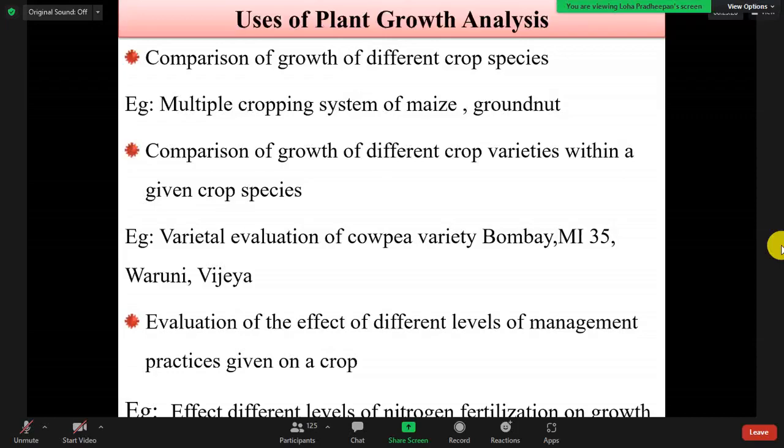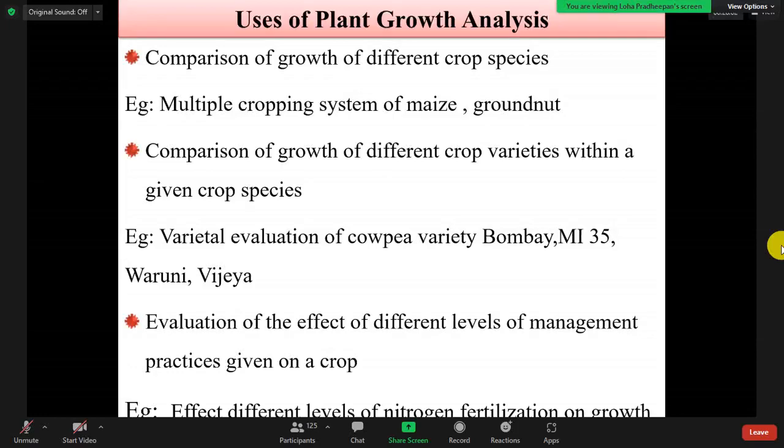Maize is an example of a monocot plant. Then we can say groundnut is an example of a dicot. So what are the differences between the growth of the monocot and dicot? We can compare them. In that case, plant growth analysis is very useful. Another benefit of plant growth analysis is that we can compare the growth of different crop varieties.